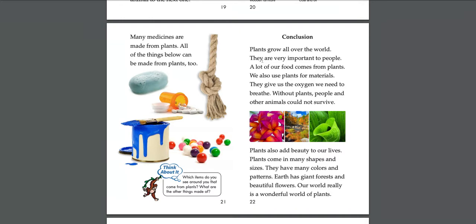Conclusion. Plants grow all over the world. They are very important to people. A lot of our food comes from plants. We also use plants for materials. They give us oxygen we need to breathe. Without plants, people and other animals could not survive. Plants also add beauty to our lives.